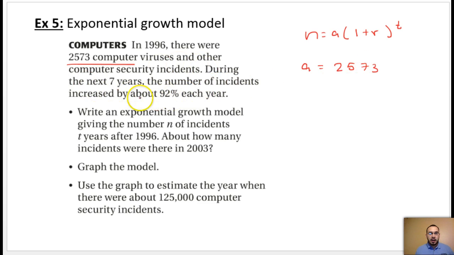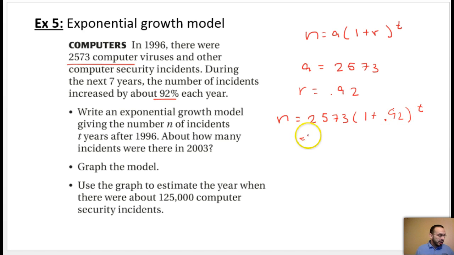And our rate increased by 92%. So R will actually be 0.92. Remember, we keep that as a decimal. So if I want to write an exponential growth model, all I will do is plug in these values. We have 2,573 times 1 plus R. I'm sorry, we know exactly what R is. R is our decimal, 0.92, and T is the number of years.